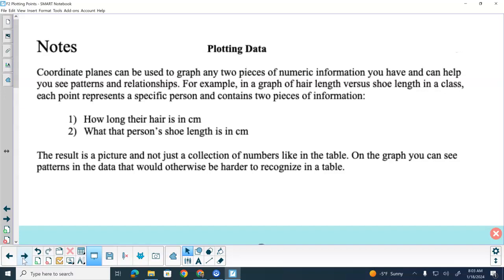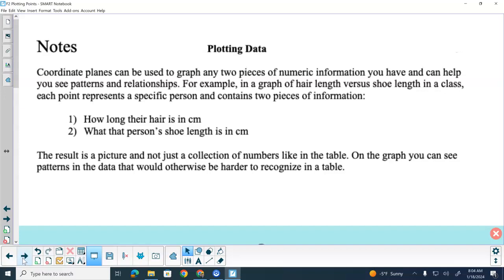Plus, in quadrant number 1, that's where all of our data happens, and how we can use this stuff, or why we're doing plotting points and learning all of that stuff. Okay? Because we can piece together numerical information. For instance, how long their hair is in centimeters versus how long they've been growing it.